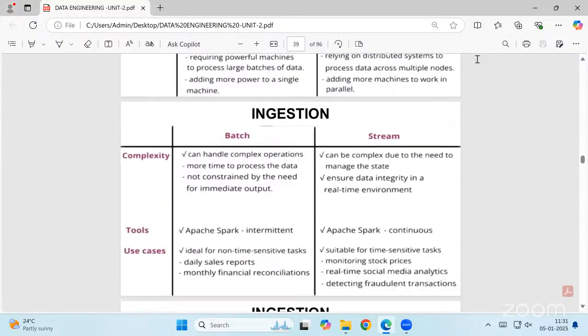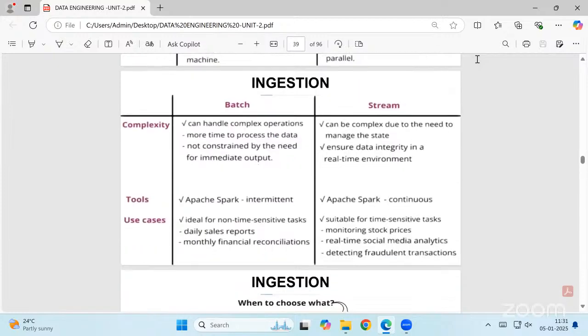Next, complexity. Batch processing will handle complex operations, but stream-based processing will handle less complex data. Next, the tools that we use to do this batch processing and stream processing: Apache Spark. Again, it is the intermittent version, and this is the continuous version to do this processing.